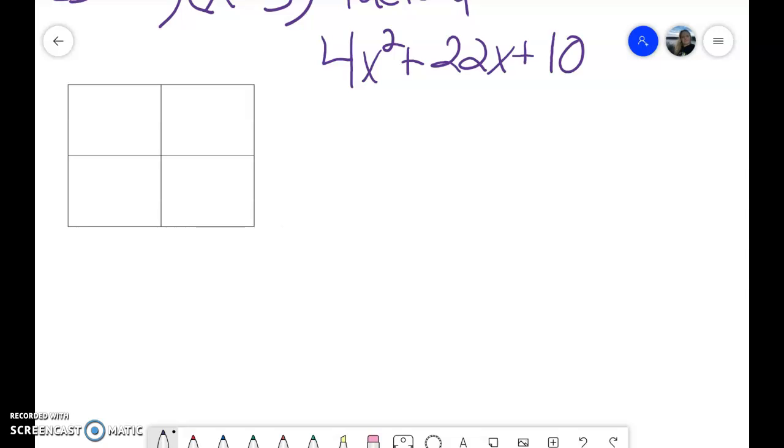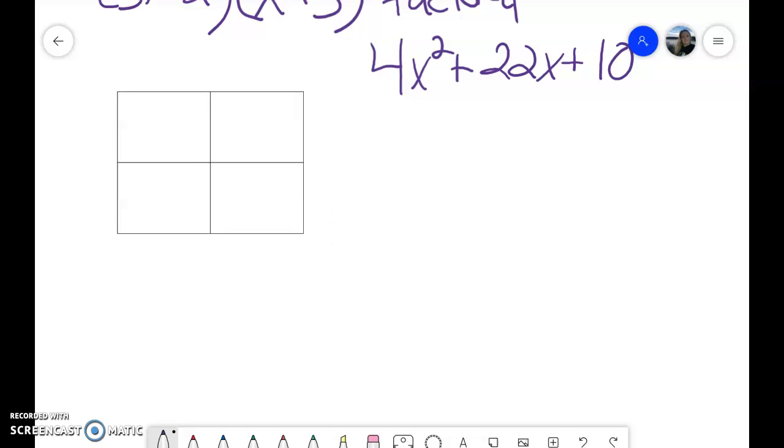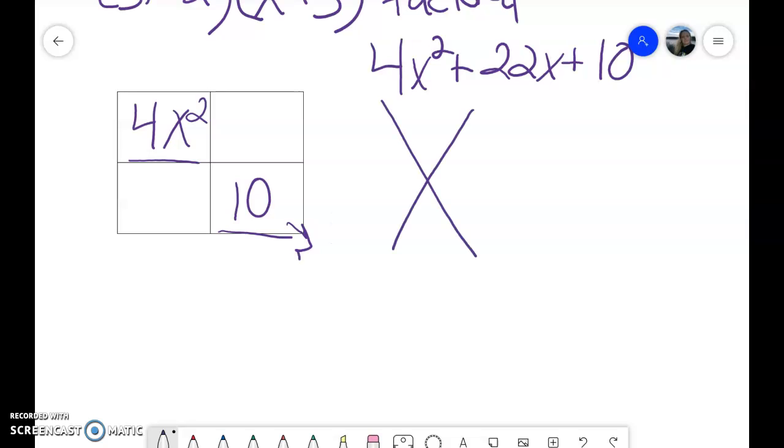What's going to go in my first top box right here? I'm hoping you said 4x squared. If you did, then I know you're listening. What will go in my bottom box? I'm guessing you said 10. When I multiply those out, what will they multiply to? You say 40x squared.